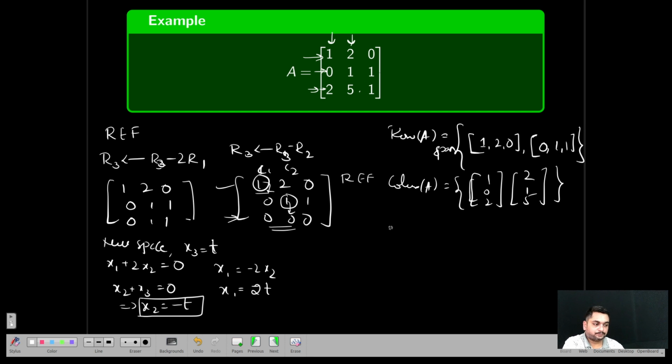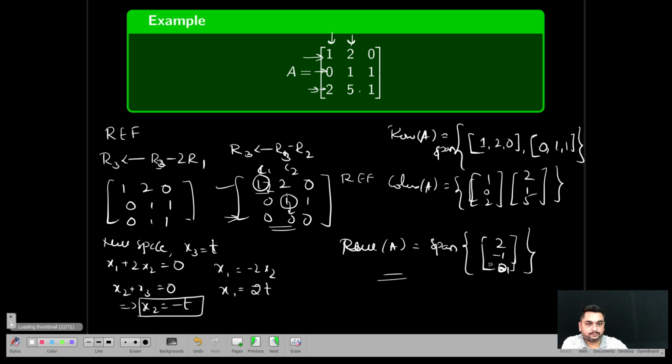Now, how will you write the null space? Null space of A is equal to the span of, what are those values? A column vector with x1 is 2, x2 is minus 1, and x3 is 1, times t. So that is the answer. Okay, now we have solved using row echelon form.